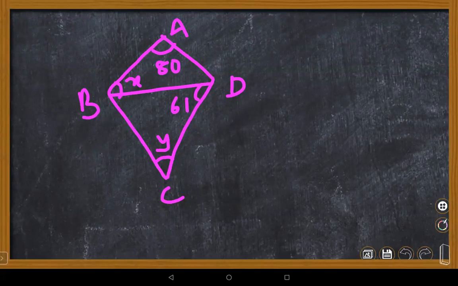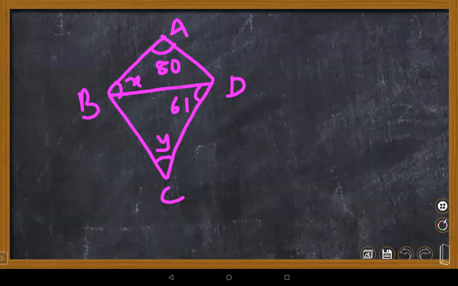Ma'am, X is 61. Very good. Why? Ma'am, alternate angles. Very good. Alternate interior angles, so both are equal. X equal to 61. How are you supposed to find the value of Y?